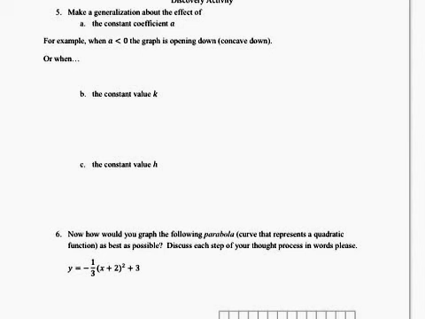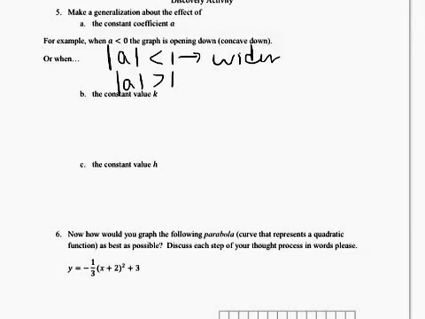So let's use absolute value to say that. When the absolute value of A is less than 1, meaning it's somewhere between -1 and 1, we get a wider graph. When the absolute value of A is bigger than 1, like 3, 4, or -3, -4, -5, we get a narrower graph.